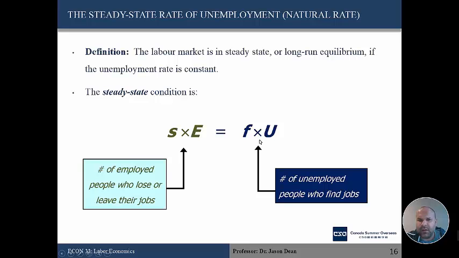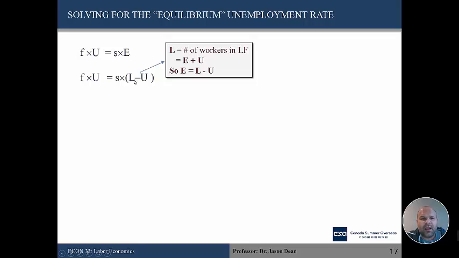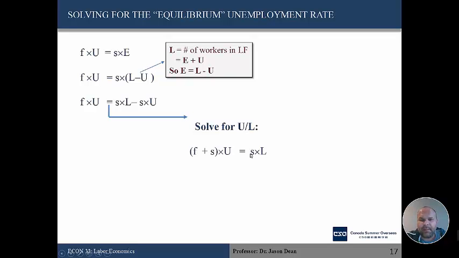Okay, so we're going to set these two equal, imposing that there's a steady state, and then we're going to solve for the unemployment rate, and that will be the natural unemployment rate. We know that L is equal to E plus U, and so E is equal to L minus U. We're just moving that U over to the other side of the equal sign. So we put that in, multiply it out, and solve for our unemployment rate, which is U divided by L. When we do that, we get that the unemployment rate is equal to the separation rate divided by the sum of the two rates, S over S plus F. So it's the proportion of the sum of both of these rates that's attributed to separations.